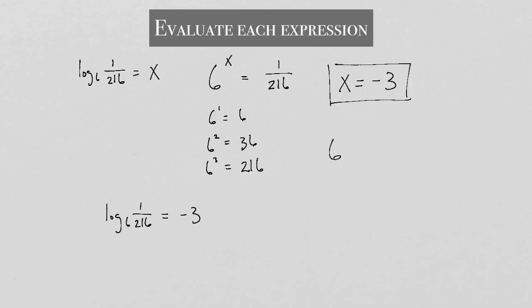Okay, remember, if I have 6 to the negative third, I'm saying that that's 1 over 6 cubed, which equals 1 over 216. Remember, this negative exponent means reciprocal. It's going to go in the denominator. That negative sign disappears.